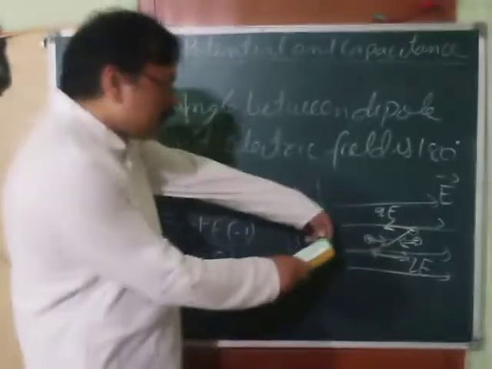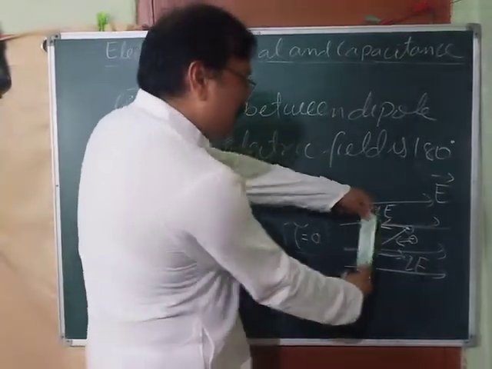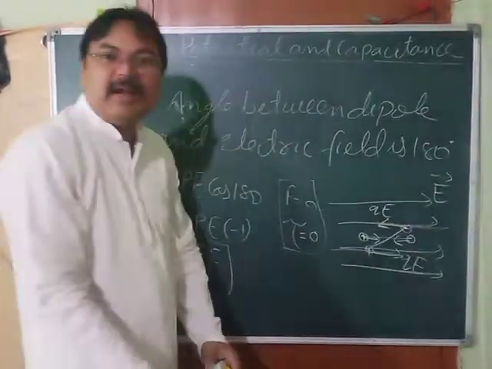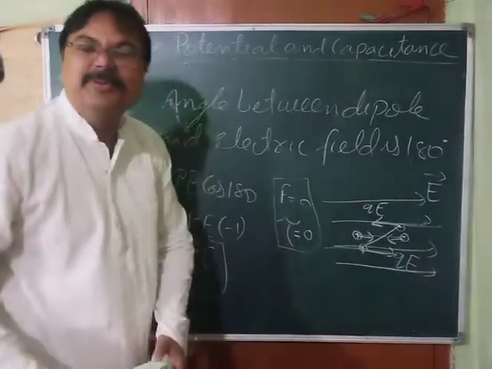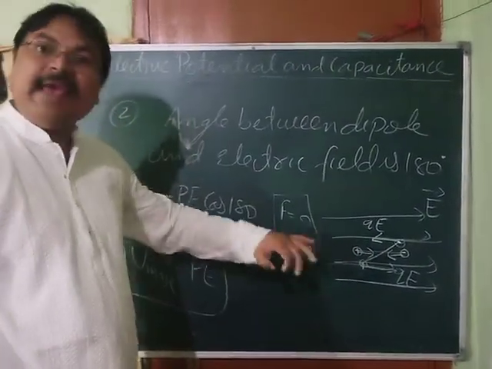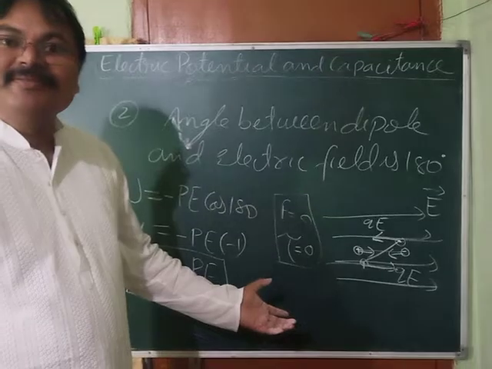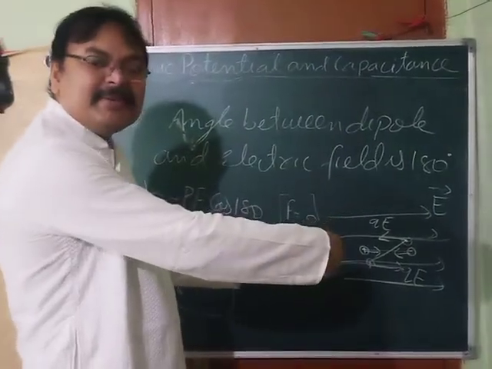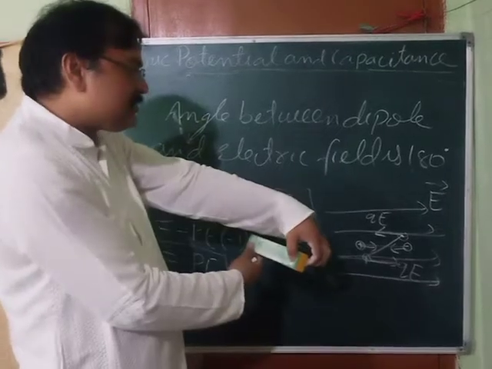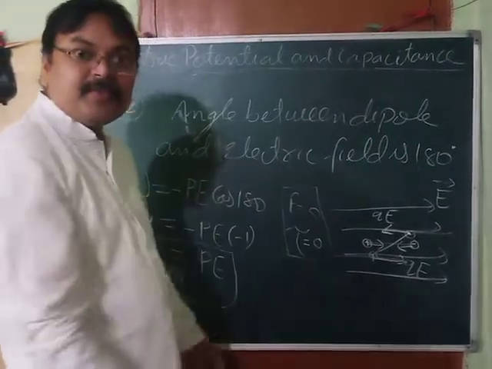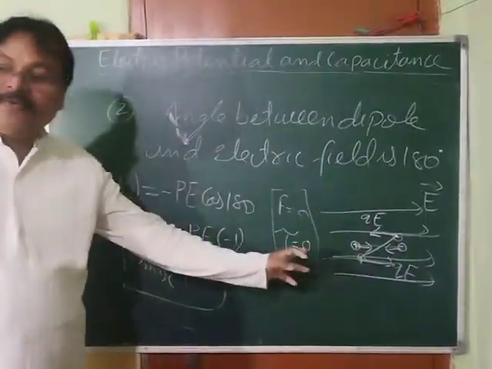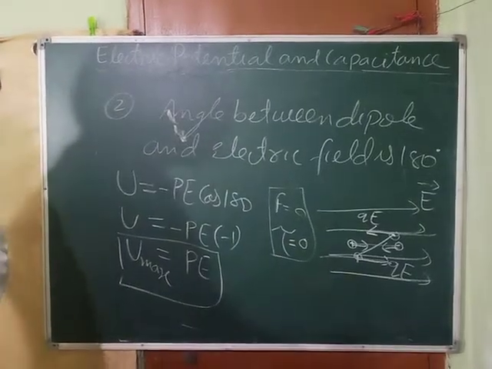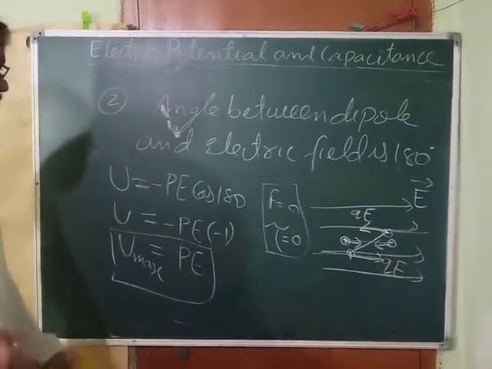And what will this torque do? It will rotate it and bring it along this, that means to the stable equilibrium position. So it is not able to regain its equilibrium position. Okay, it is getting inverted, its direction is getting reversed. So this is a case of unstable equilibrium. I think you have understood. Okay.